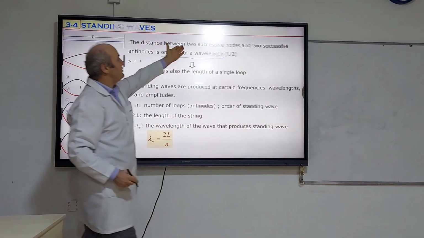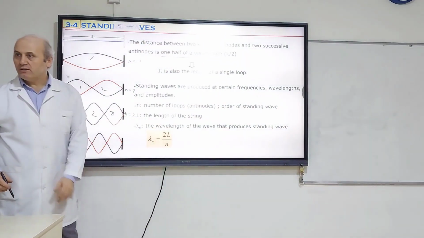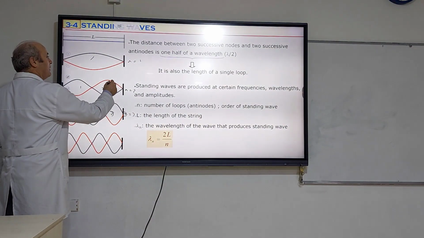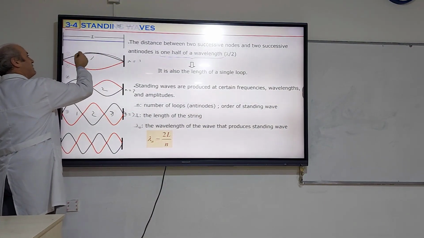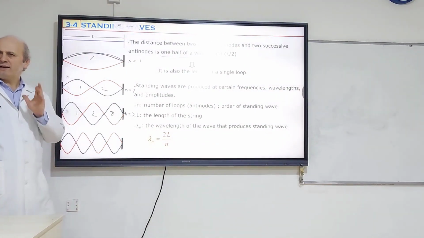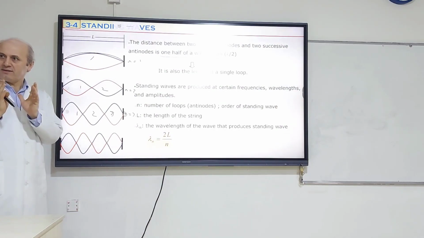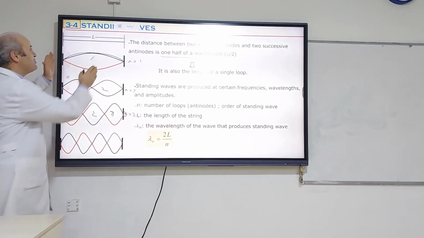And distance between 2 successive nodes and 2 successive antinodes is lambda over 2. Why? Because it seems to be like a pulse. A pulse is half of a wave. Wave has 1 lambda. So pulse, half lambda. That's why this is half lambda.